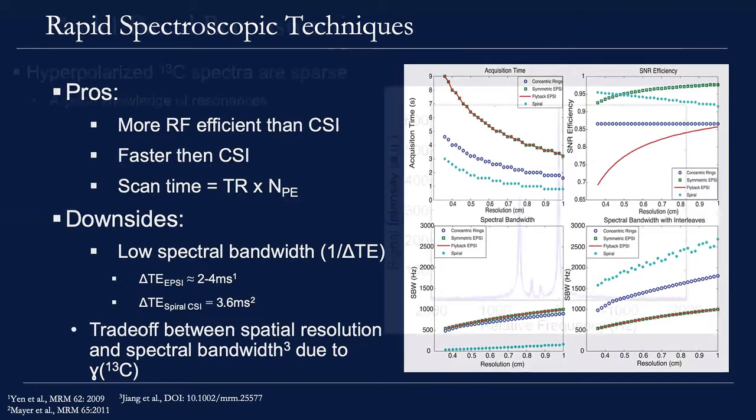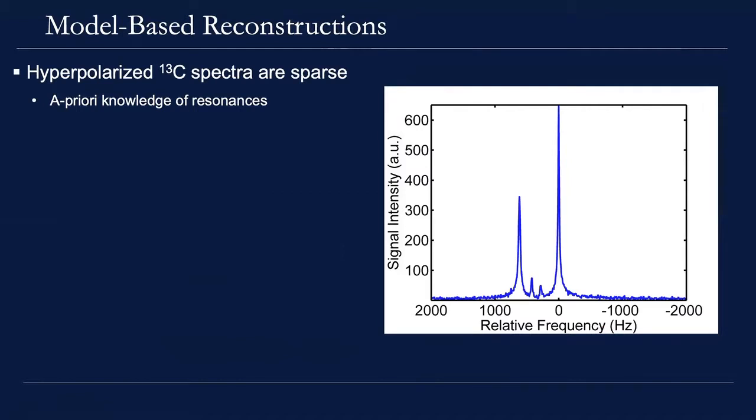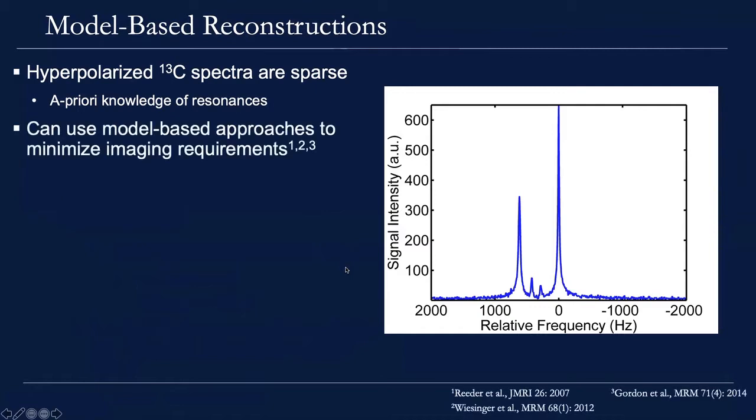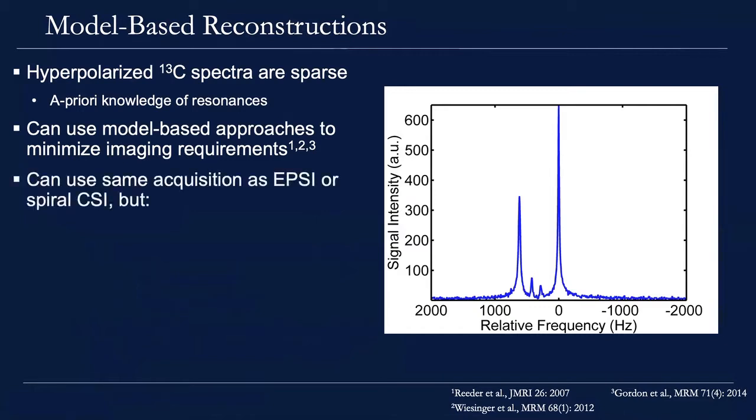So just want to briefly introduce the idea of model-based reconstructions. Some of the work that's been done primarily on the clinical 3T does employ them. The idea here simply is that our hyperpolarized spectra are sparse. That means we know a priori where those frequencies are, and they're relatively well separated. And so instead of having to acquire a complete spectrum like you do with EPSI or CSI, you can use so-called model-based approaches to minimize the imaging requirements.